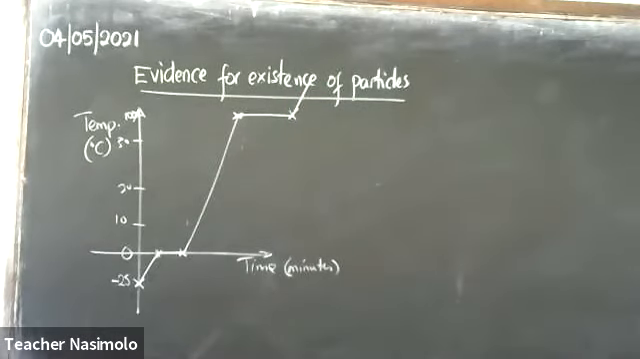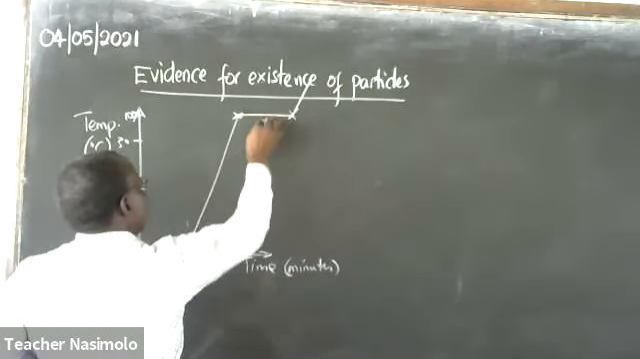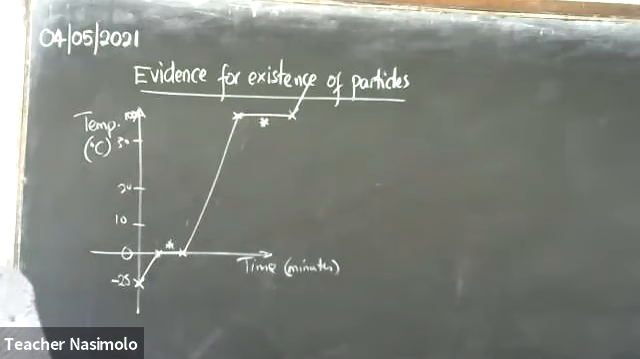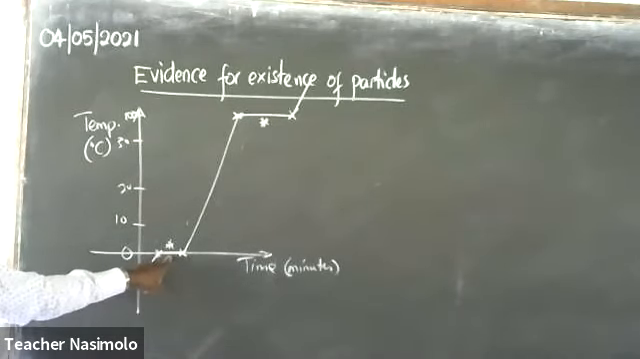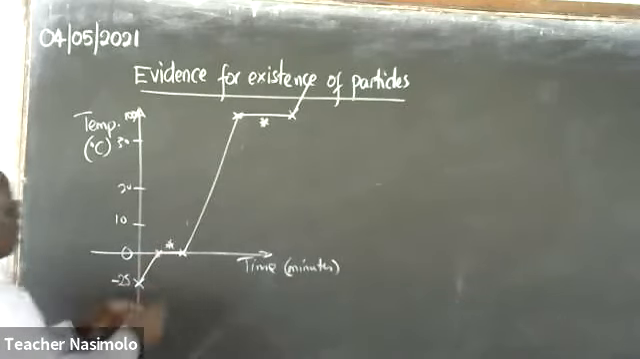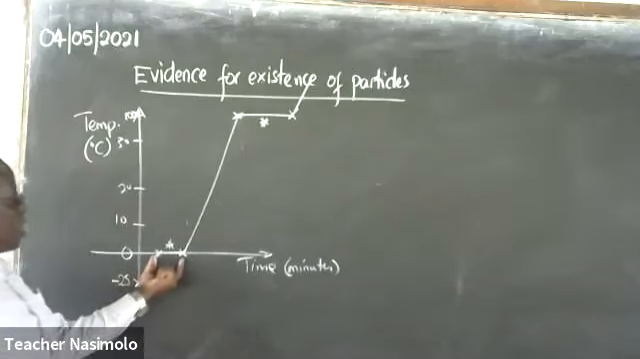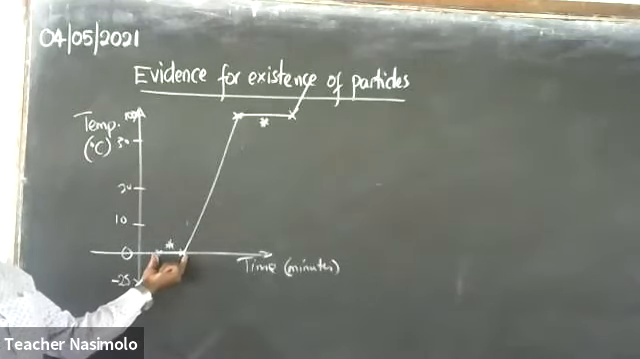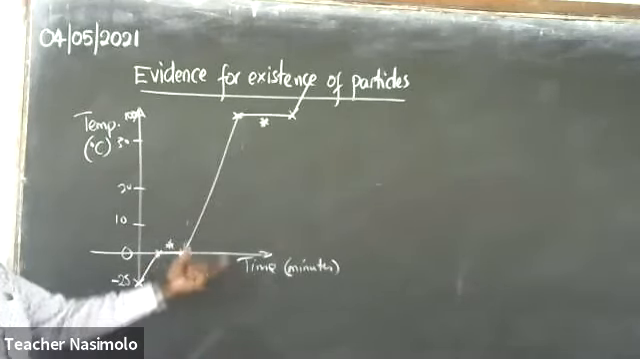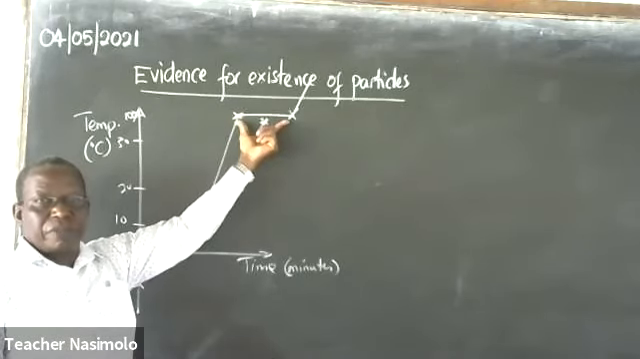So that means that at this point here, and at this point here, we are adding heat to the ice, but it's not manifested in the increase in temperature, because the temperature at the beginning, at this point, is the same as the temperature at that point. So between these 2 points, there is no increase in temperature. Likewise, between these 2 points, there is no increase in temperature.